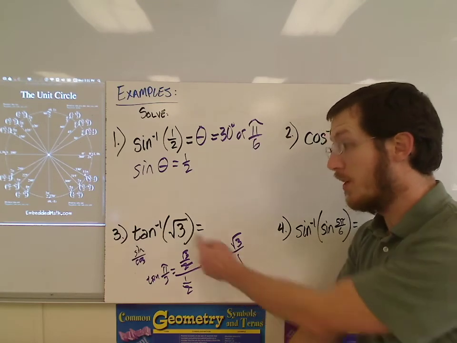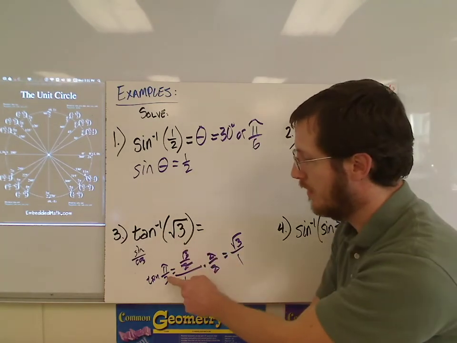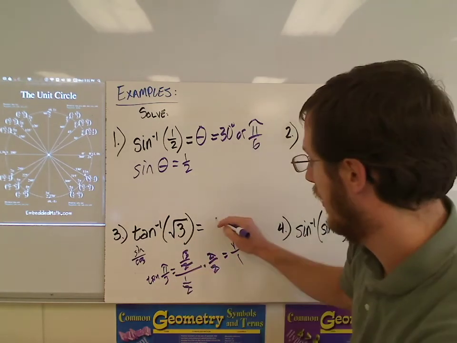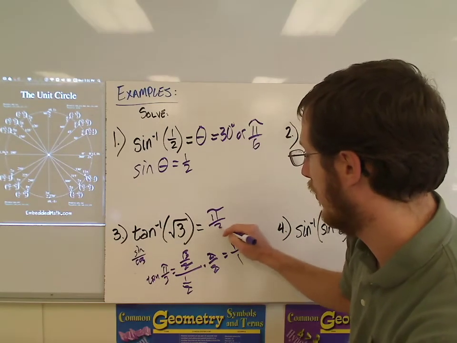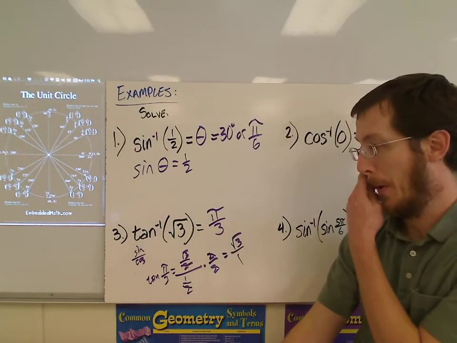Root 3 over 1, same thing as root 3, so that's the angle that we're looking for, and that's within our range. So pi over 3 is our answer.